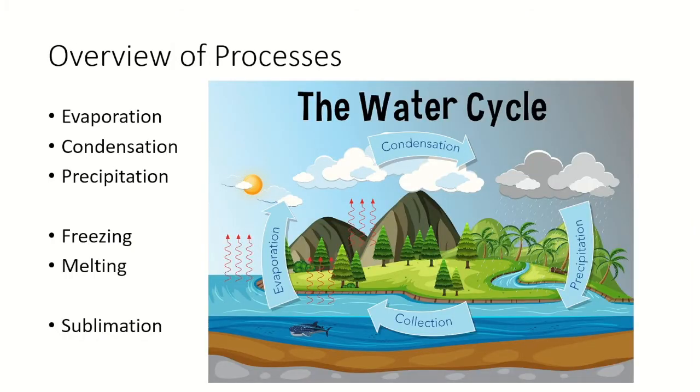So the water cycle typically starts with water as a liquid. This then evaporates into the gas, water vapor, which then condenses back into liquid water and precipitates down onto the earth, where it collects in bodies of water, such as rivers, lakes, and oceans. The process can then begin again.